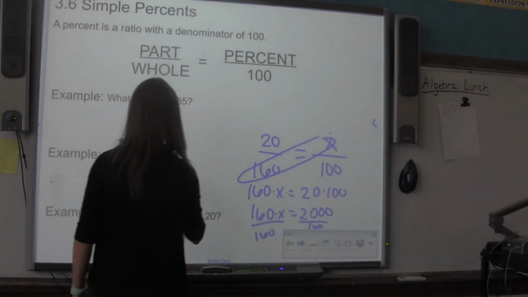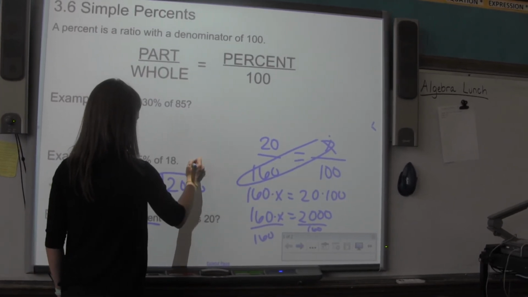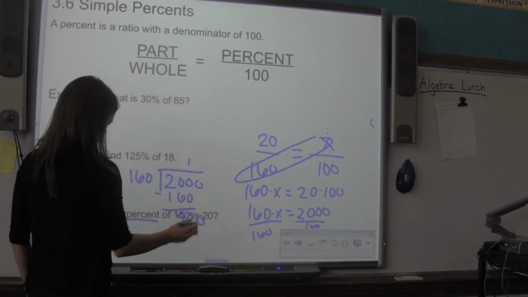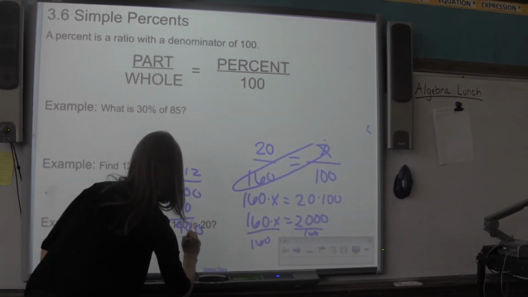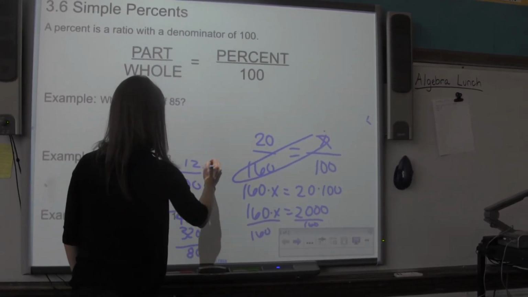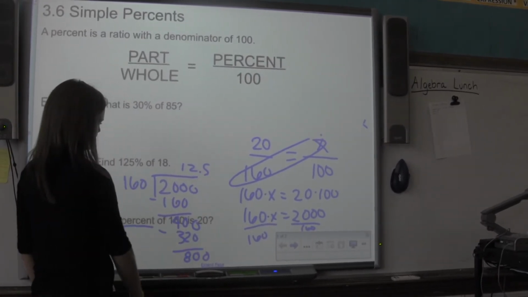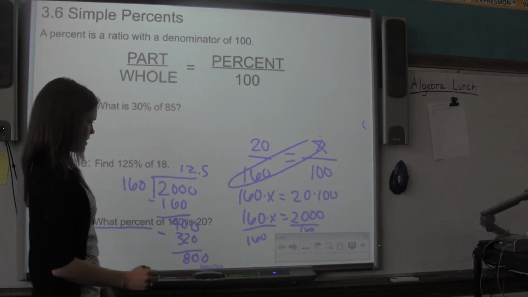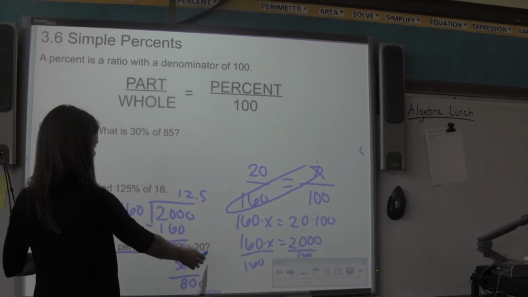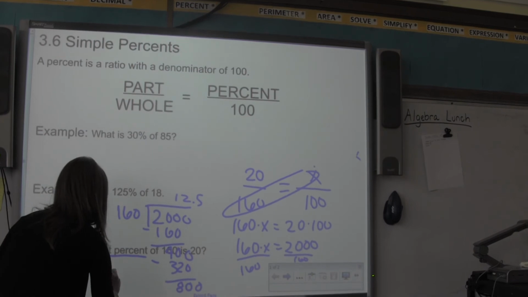All right, so I'm going to find out what 2,000 divided by 160 is. Goes in once. So 12.5 is my answer. So that means that if I have 20 out of 160, that's like having 12.5 out of 100, 12.5%.